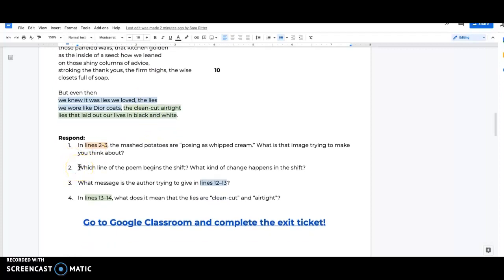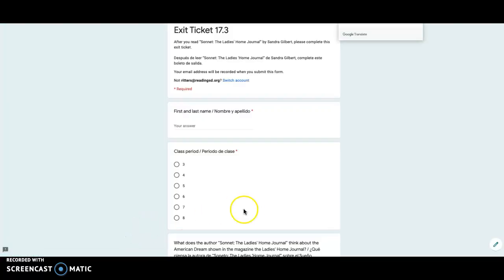The second one asks you to figure out where you think the poem shifts. Pick which line, and then talk about what kind of change happens there. Is it shifting in subject or in tone? Number 3, what message is the author trying to give in lines 12 and 13 that are highlighted in blue? And finally, in lines 13 and 14, highlighted in green, what does it mean that the lies are clean-cut and airtight? Once you have answered those, you're going to click on this link to go to your exit ticket.